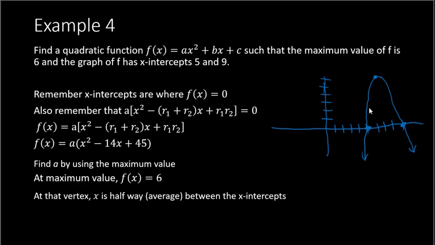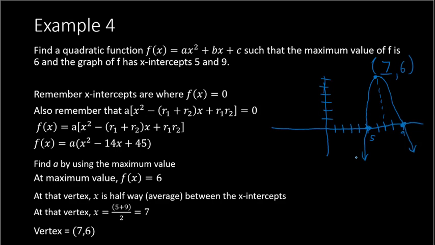And actually here I drew it up more accurately. So this point up here, we said was at 6, that's our y value. Down here our x-intercepts are 5 and 9. And this point right here in the middle, that vertex will be right in the middle. So we average 5 and 9, add and divide by 2, and that gives us 7. So this vertex would be at the point 7, 6.